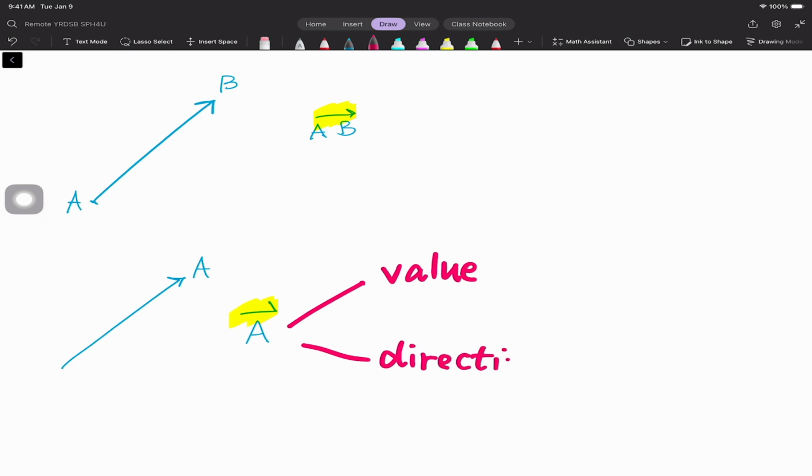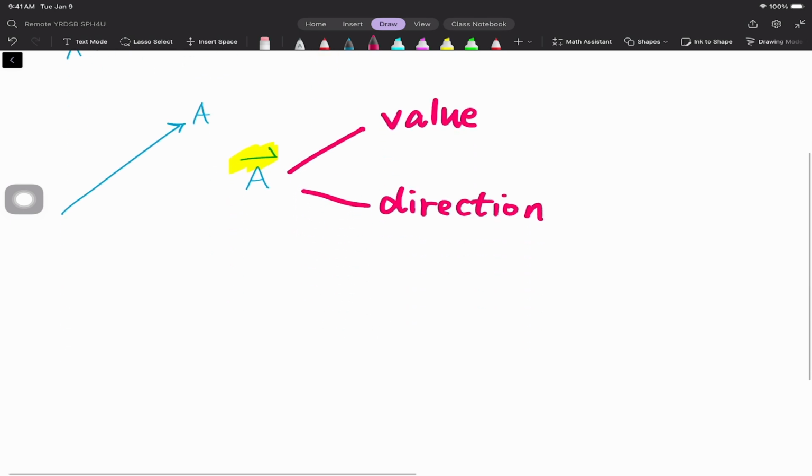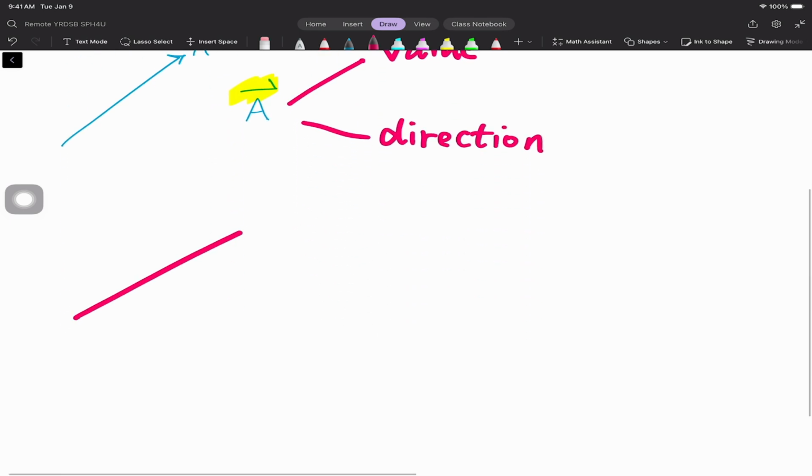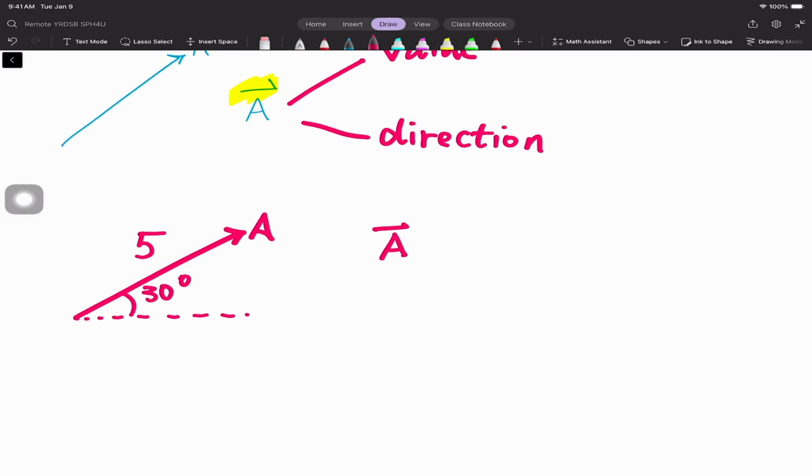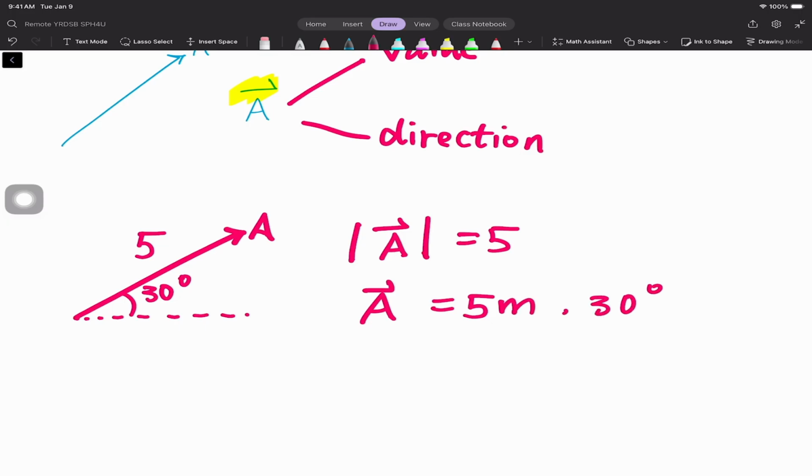The way we define it is, say we have a vector like this one, A here, and its length is 5, and we could say that it forms an angle of 30 degrees. So for vector A, the magnitude equals 5, and vector A is 5 meters at 30 degrees, like this.